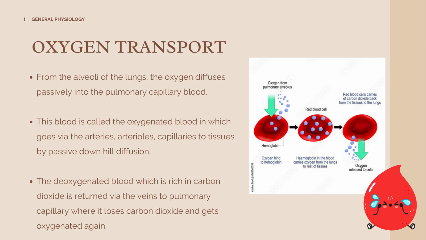From the alveoli of the lungs, the oxygen diffuses passively into the pulmonary capillary blood. It then goes via the arteries, arterioles, and capillaries to tissues by passive downhill diffusion. Then, the deoxygenated blood, which is rich in carbon dioxide, is returned via the veins to the pulmonary capillary where it loses carbon dioxide and gets oxygenated again. You can see from the picture the process of oxygen transport.